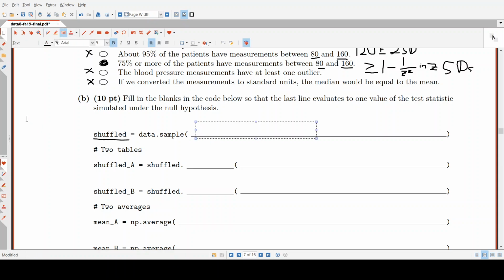So data.sample, and then sample can take in two arguments, with replacement equals true or false, and then it can also take in a sample size. So we're not going to give it a sample size, because if we don't, it'll just shuffle everything, and that's what we want. And so then we want to know, do we want to shuffle with or without replacement? In this case, we want to shuffle without, because we want each data point to still be in the set, just in a different order. So this should just be with replacement equals false.